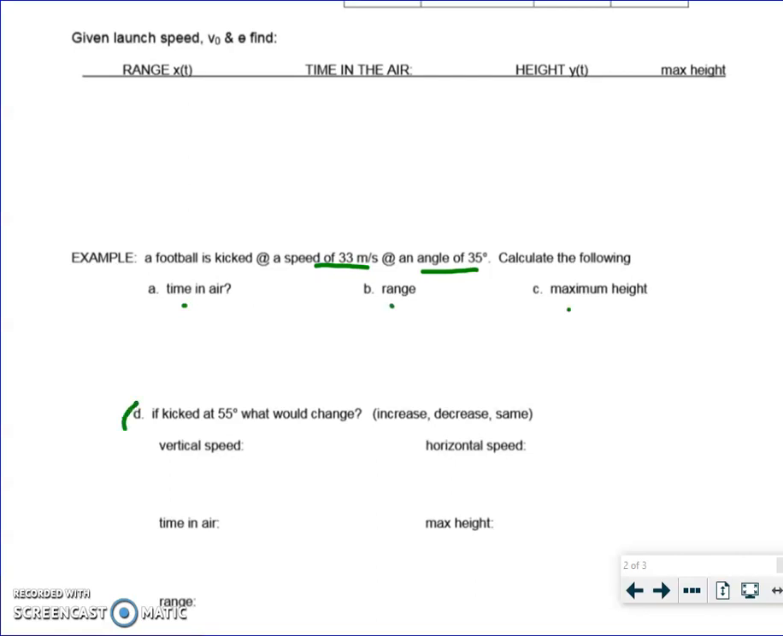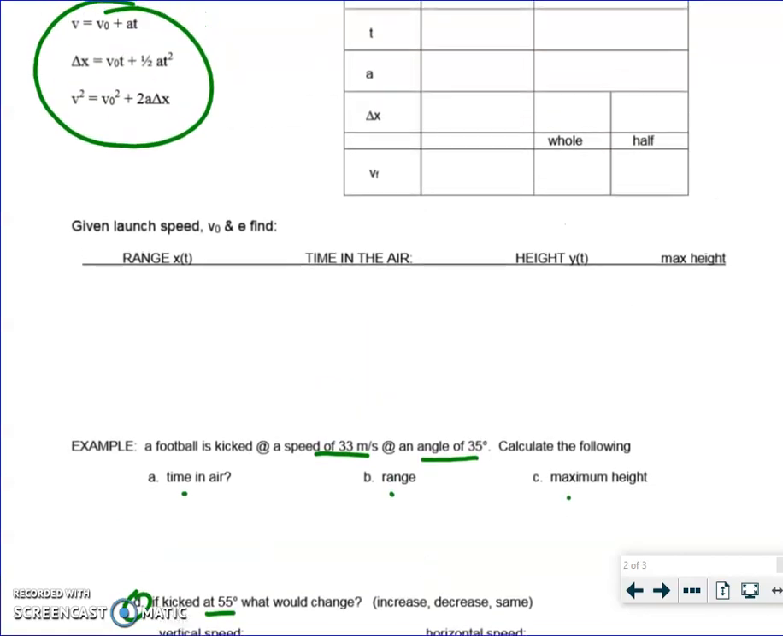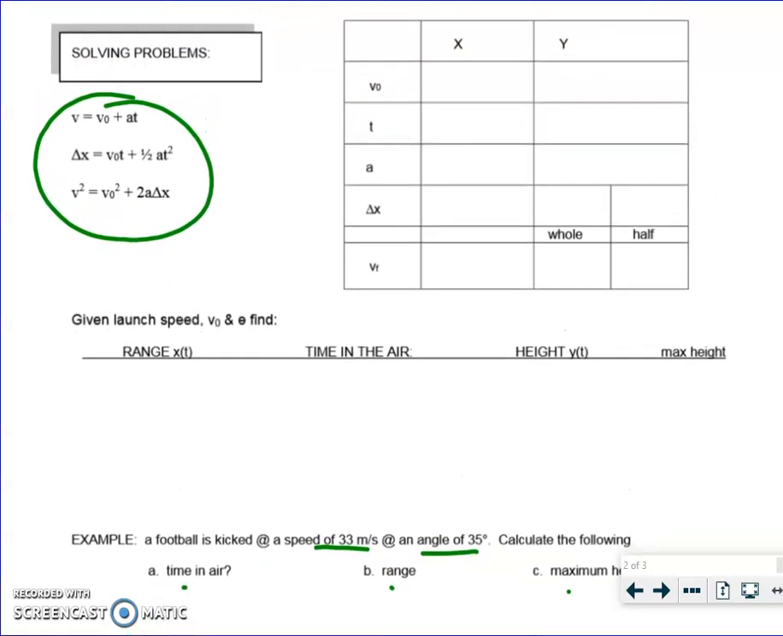Then we can talk about what if we change it to 55 degrees, comparatively, how would it change? So I'm going to have to hustle here so I hopefully don't run out of time. So if I want to fill out my VTAX, it's the same thing. This is my initial speed. I called it launch speed on the front page. This is clearly my angle.